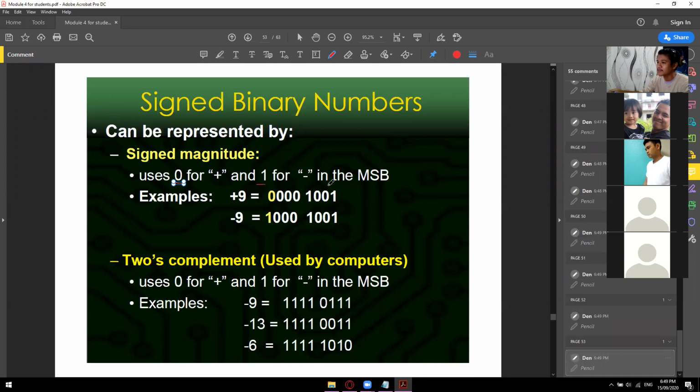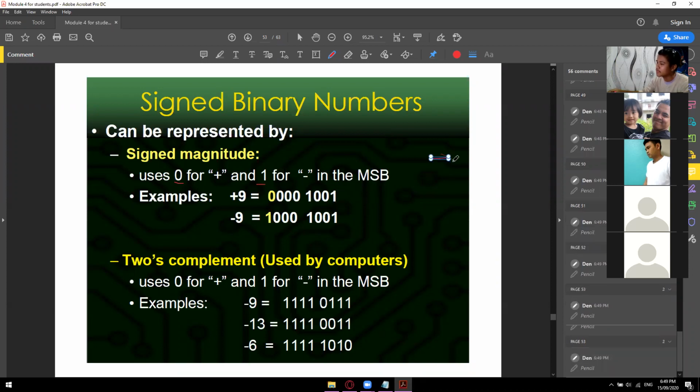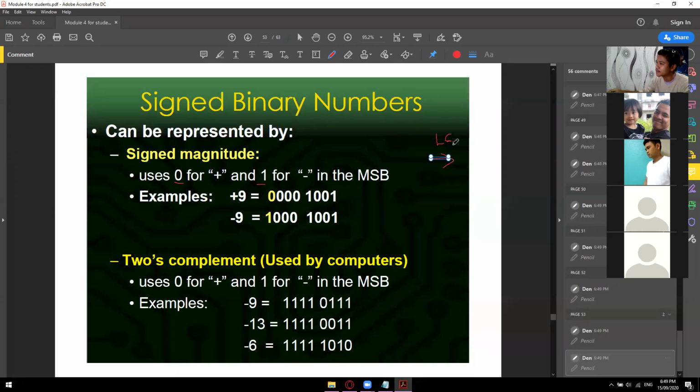Okay? In the MSB. So MSB stands for most significant bit. So, yung pinaka-right na bit is least significant bit. Yung pinaka-left pala, this one is your most significant bit or MSB.